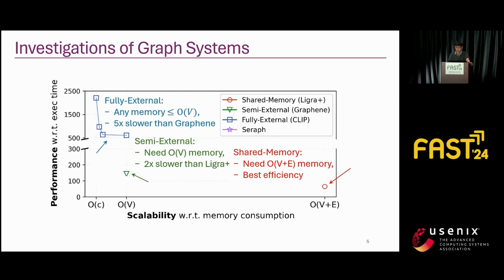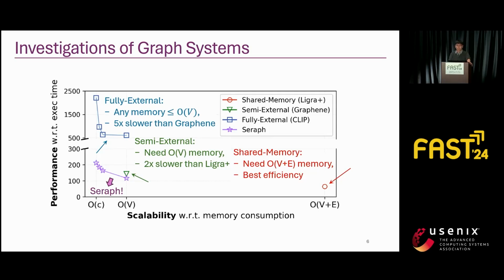And the final one, we call it the fully external one. This type of graph system demonstrates the appealing feature that it can process any size of large-scale graph with only a constant amount of memory. In this experiment, big O of C is around 5 or 6 times smaller than big O of V. However, we can also observe a pretty fatal issue in this fully external graph system: its execution time is around 5 times slower than the semi-external one.